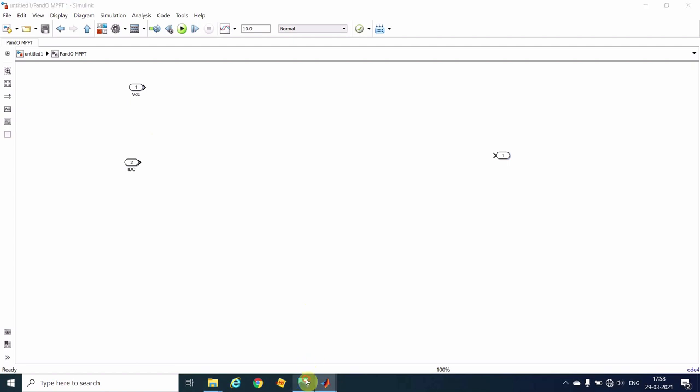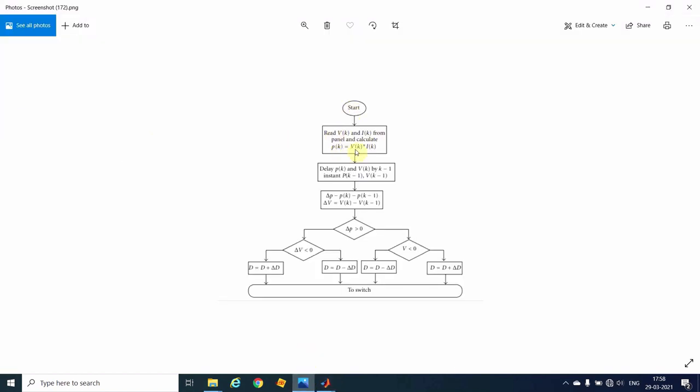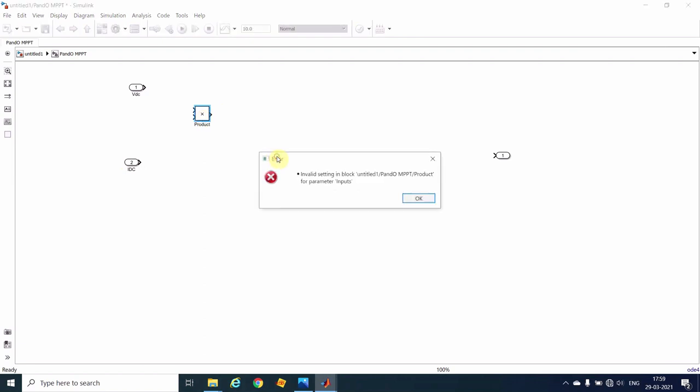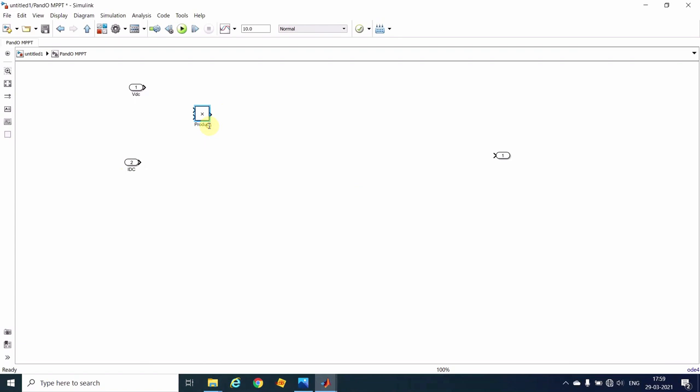So first, what do we have to do? We have to sense voltage and current and calculate power. Voltage and current will be sensed here, and with a product it will give power. So this is Pn. Try to understand carefully. If you understand one, then you can easily do other difficult algorithms.